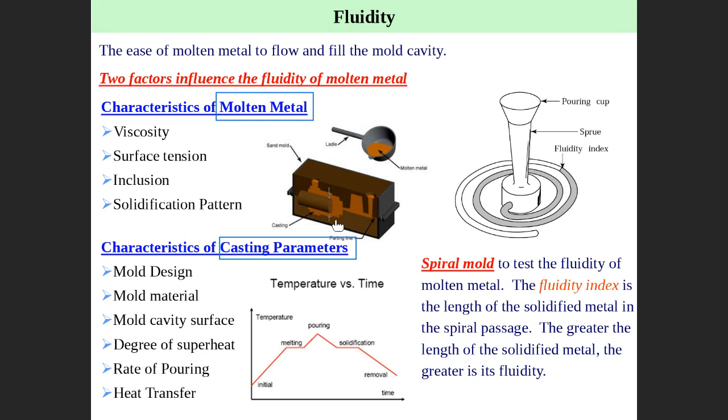Mold material means that if it is made of steel, then heat transfer will be higher, the material will solidify quickly, and fluidity is getting less. Another material with low thermal conductivity helps improve the condition, right? You understand?